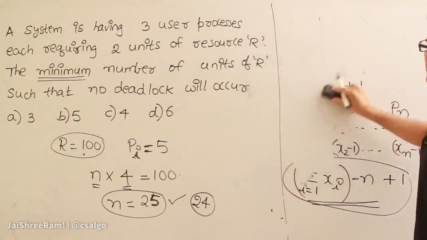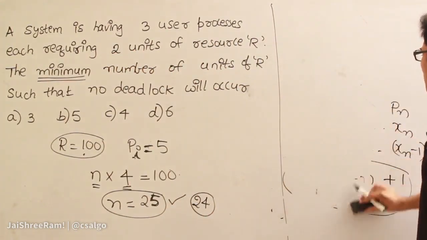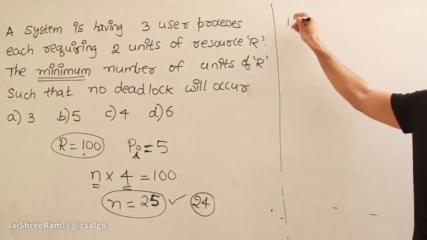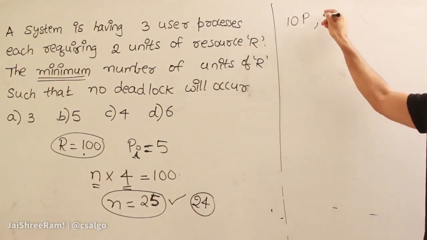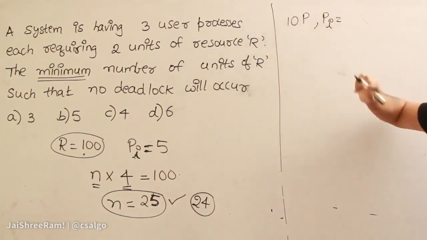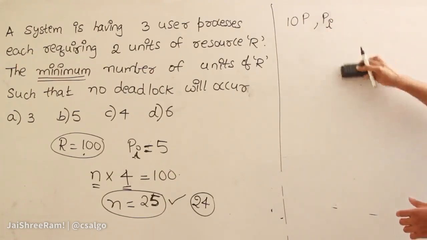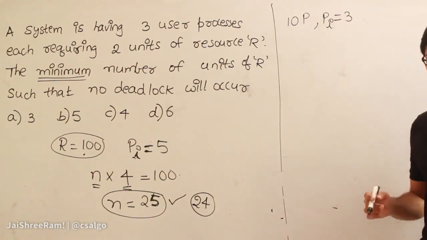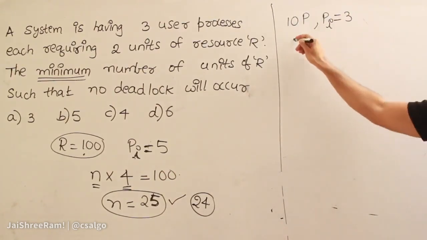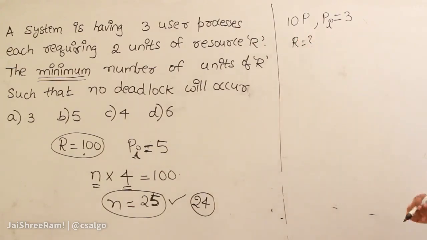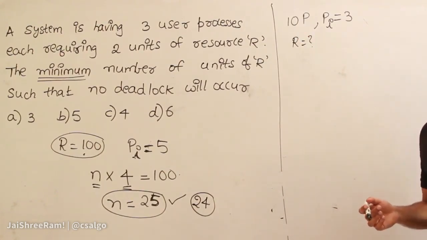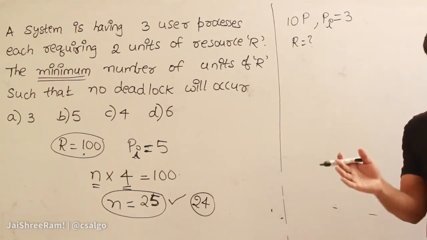Let us assume that there are 10 processes. See this? There are 10 processes, and each process requires 3 instances of a resource. Then how many resources are required? At minimum, how many resources are required so that there will be no deadlock? Then how can you find it out? You have to find out the maximum number of resources required so that there will be deadlock, right? And then you add one more, and there will be no deadlock.